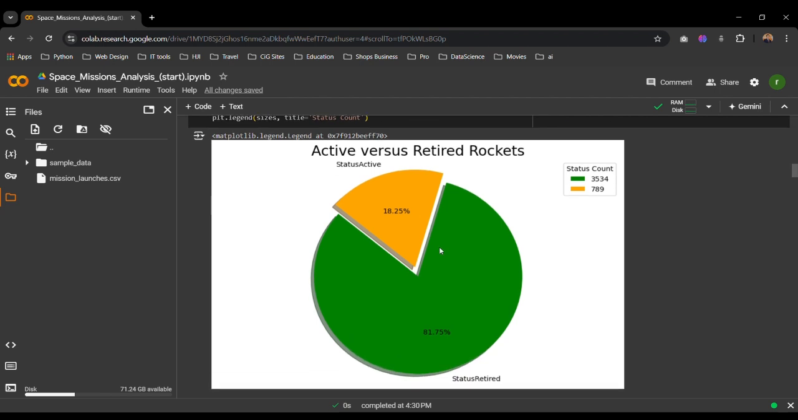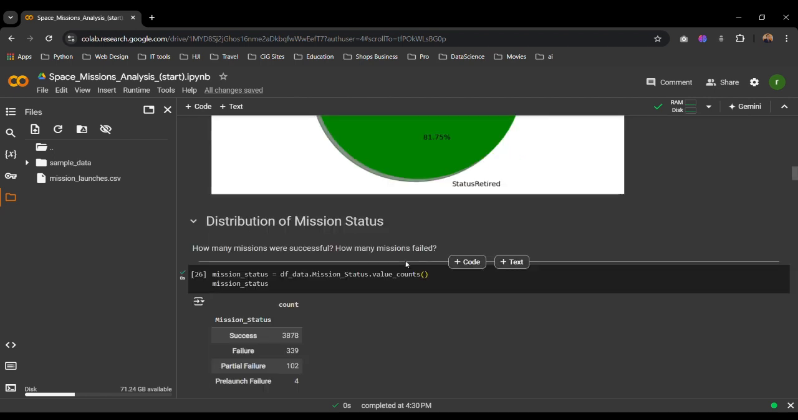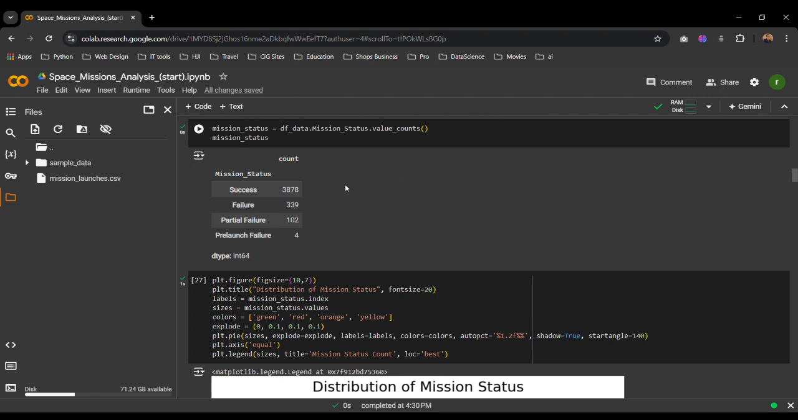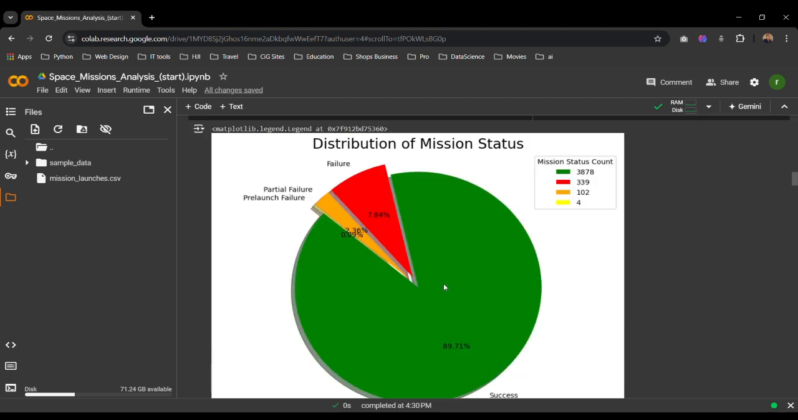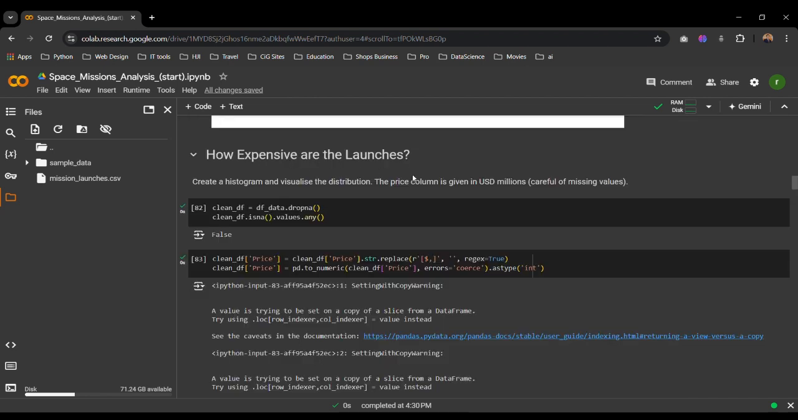This time we're going to trace the number of active versus retired rockets. We have 3,534 retired rockets and 789 active rockets. So the distribution of mission status, we used again value counts. During their mission, 89.71% of the rockets were successful in their mission, and 7.84% of them failed.